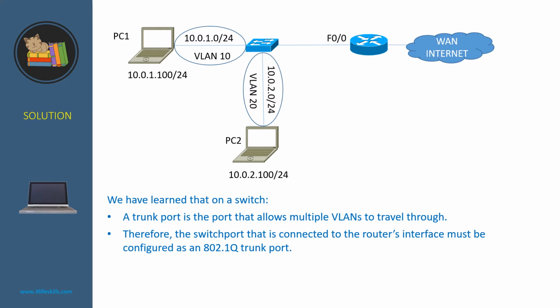To answer the first question, we've learned that on a switch, a trunk port is the port that allows multiple VLANs to travel through. Therefore, the switch port that is connected to the router's interface must be configured as an 802.1q trunk port.